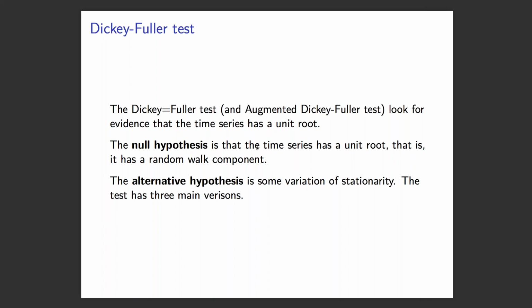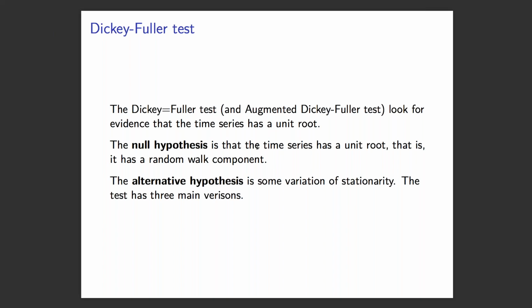Okay, two common tests that you'll hear about whenever you get into these models are the Dickey-Fuller test and the KPSS test. In the Dickey-Fuller test and the augmented Dickey-Fuller test, we're looking for evidence that the time series has a unit root. A unit root is a random walk. So we're looking for evidence that there's an underlying random walk in our data. The null hypothesis in this test is that it does have a unit root, so it has some random walk component. And the alternative is some variation of stationarity.